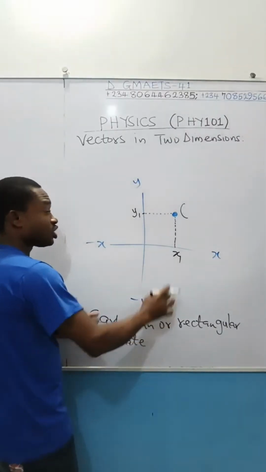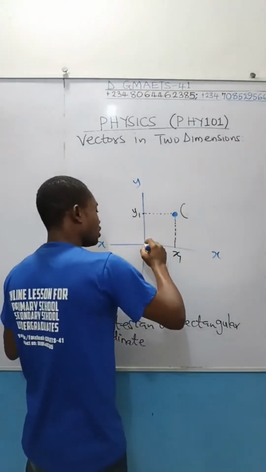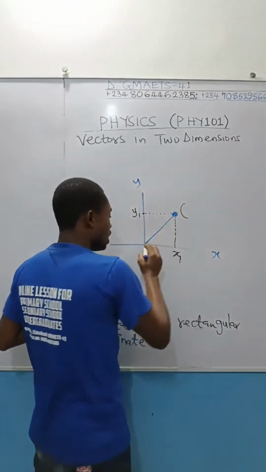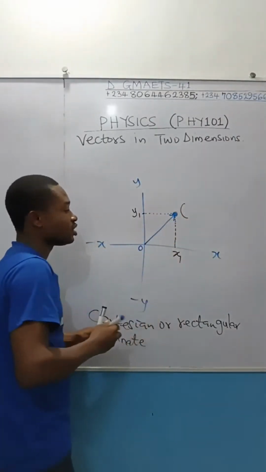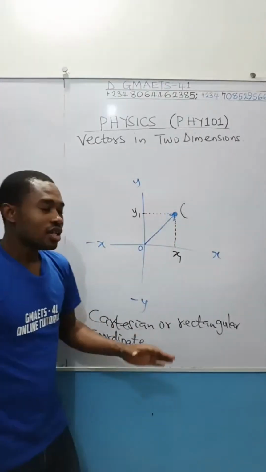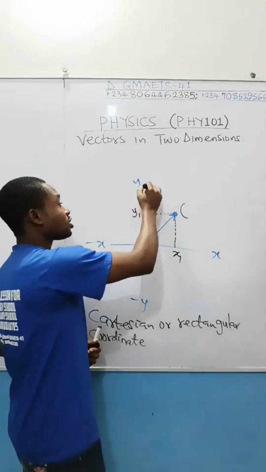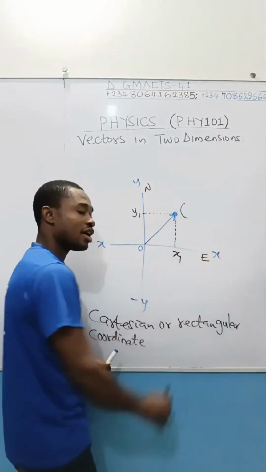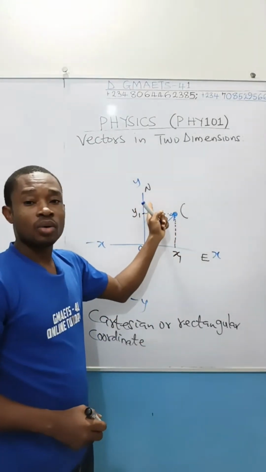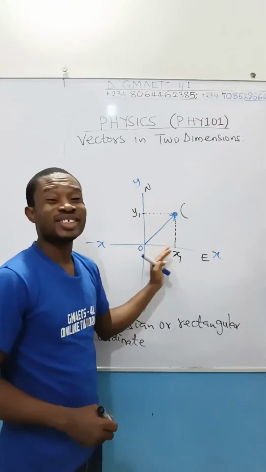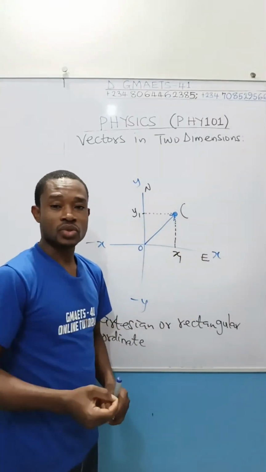So with this representation, this vector is said to be in a plane. I can connect the vector from the origin to this point. Now let me fix our arrowhead to show direction. You see this vector is in the northeast direction. Now this vector has its y value. It also has its x value. That is why we say it is in 2 dimensions.